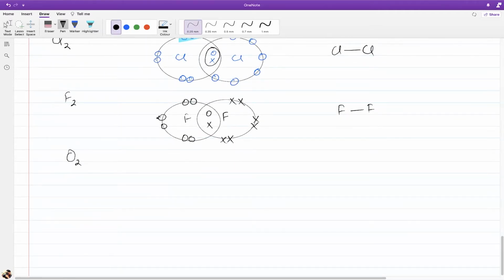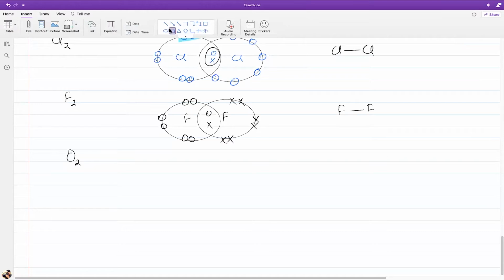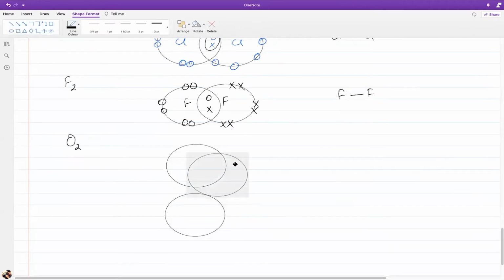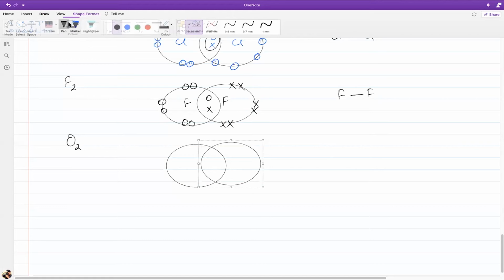Oxygen is in group 6, which means it needs 2 more electrons. So that's how oxygen will share its electrons. It needs two more, so it's going to share two electrons. And you'll get oxygen here, and they will have four left over. Out of six, they've shared two, the leftover are four, so we put them as pairs like this.